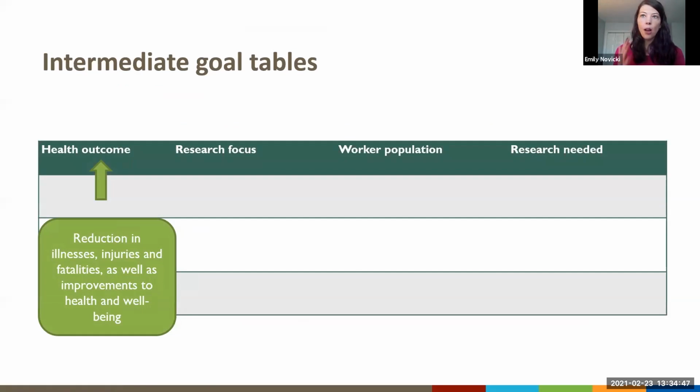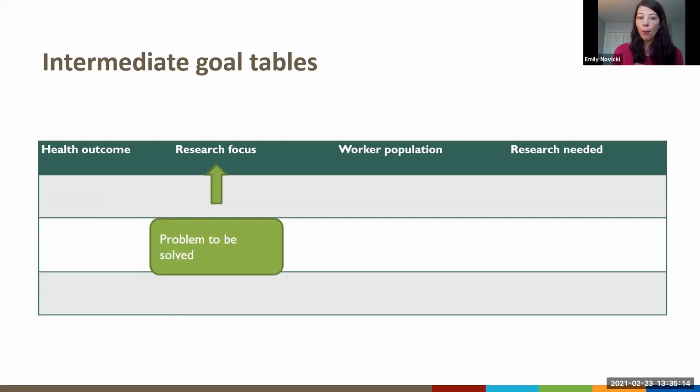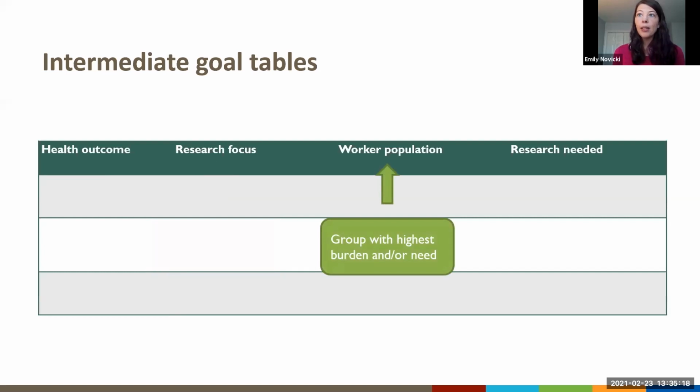The health outcome column is usually a more specific version of the cross-sector, which is also the strategic goal. So, it's usually just a little bit more specific. There are a lot of different things that fall into respiratory health, for example, and this would get a little bit more granular about which respiratory issue you're focusing on. The research focus is the problem to be solved. The worker population is the group with the highest burden or need, and it could be a subsector. For example, within public safety, I might say firefighters. This is an issue for firefighters. Or it could be a more cross-cutting group, like workers in small businesses, or contingent workers, things like that.